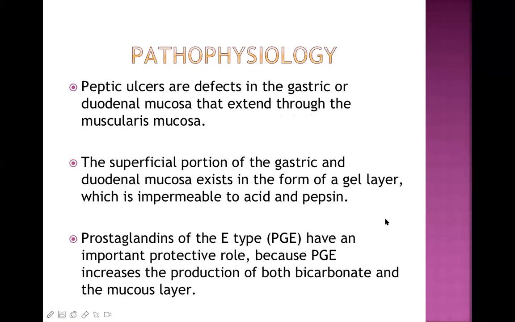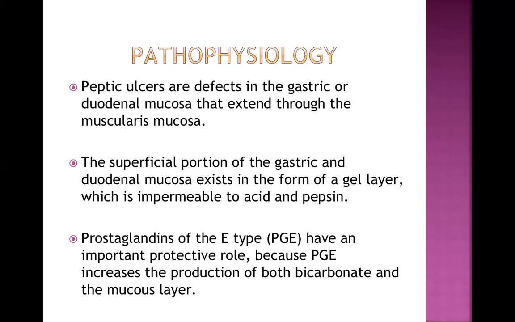Now let's talk about pathophysiology. Now, how this ulceration occurs in stomach and first part of the duodenum. Peptic ulcers are defects in the gastric or duodenal mucosa which extend through the muscularis mucosa. Now you have to be very sure when you define it. What is the extension of that ulcer? Now remember, we are talking about mucosa here. So definitely it starts from the mucosa, but how deep it goes?